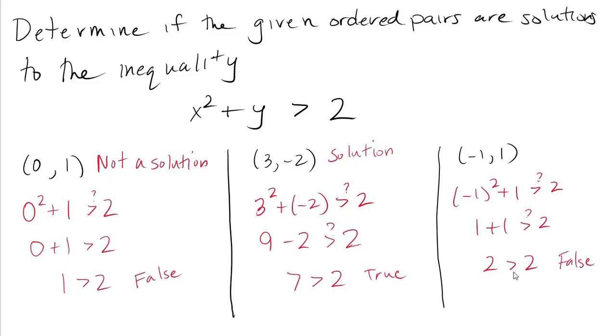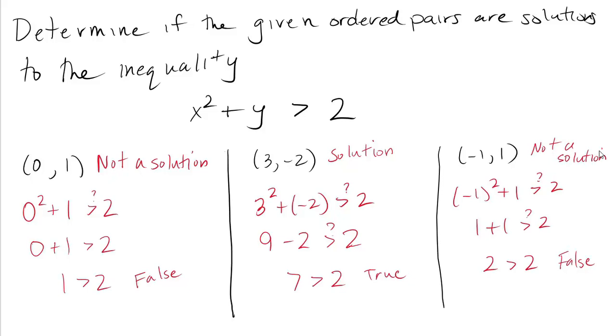If the inequality hadn't been a strict inequality and said greater than or equal to, then this would be a true statement. But 2 is not bigger than itself. This is not a solution. It's only a solution if the statement is true when you plug in the inputs. Now, 3, negative 2 is a solution.